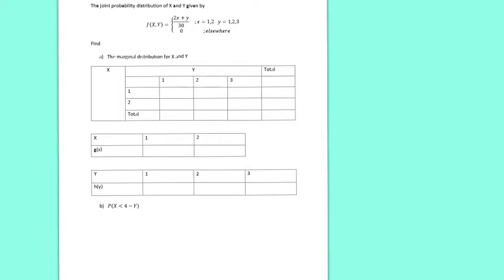So the first thing you need to do is develop your joint probability distribution table. You look at the equation, and for the rows you have x equals 1 and x equals 2. For the columns, since y equals 1, 2, 3, we have a column for y equals 1, y equals 2, and y equals 3. Then you need to replace each value into the equation. Since I don't have a calculator right now, I'm going to give you the answer for this.